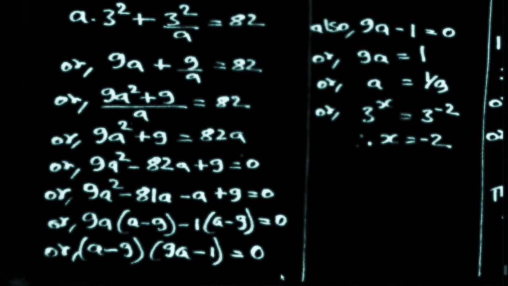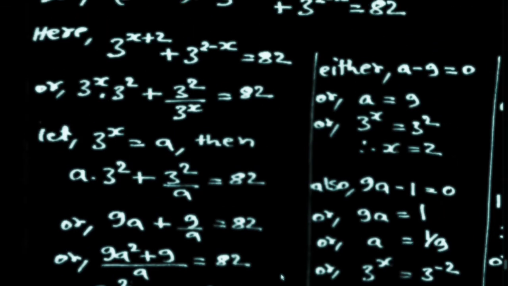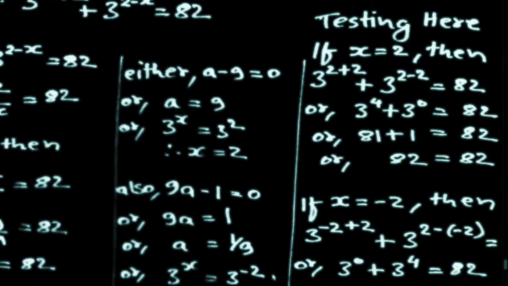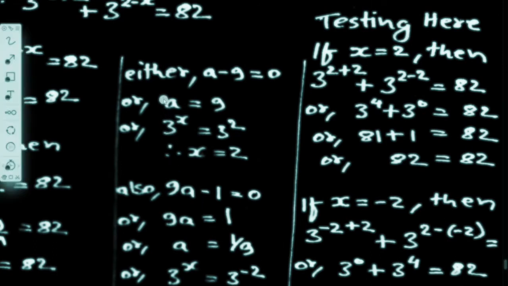To get the value of a, in the first factor, either a minus 9 equals 0. This is our first factor. Our a equal 9. Now a should be replaced with 3 power x. So 3 power x equal 3 square, since 9 means 3 square. Now the base is the same. Therefore x equal 2.